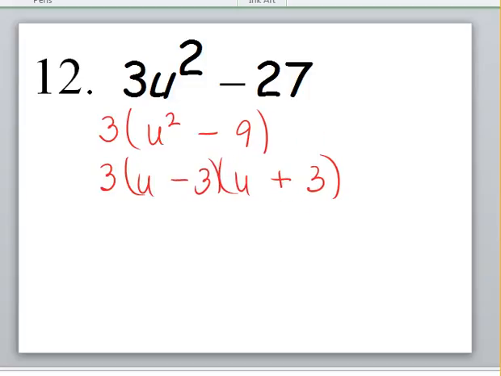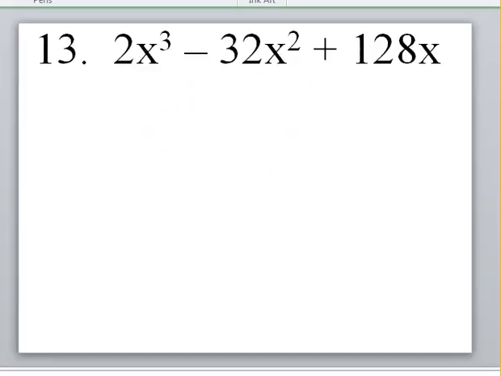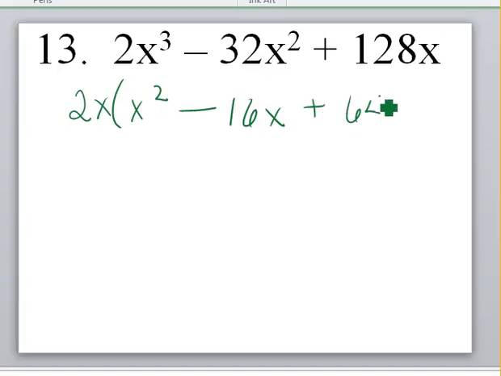Just a few more slides. Looking at this next one, look for the greatest common factor. 2 would be the biggest number that can come out of all these, and there's an x they all share in common. So 2x times x squared is 2x cubed. 2x times 16x is 32x squared. 2x times 64 is 128.